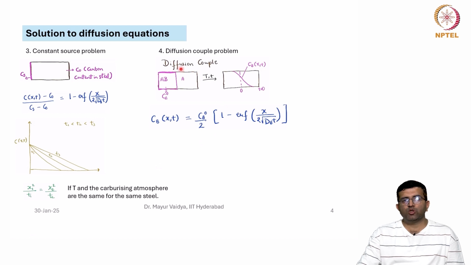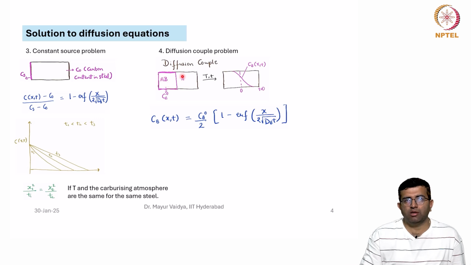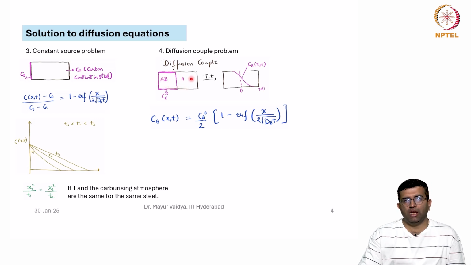Then we saw the diffusion couple problem with A and B. If the gradient of B is not very large and if the diffusivity of B is extremely large, then we can ignore the diffusion of A and we can write C_B of x comma t is equal to C_B naught by 2, 1 minus error function x by 2 root Dt. And this is how the profile gets developed.